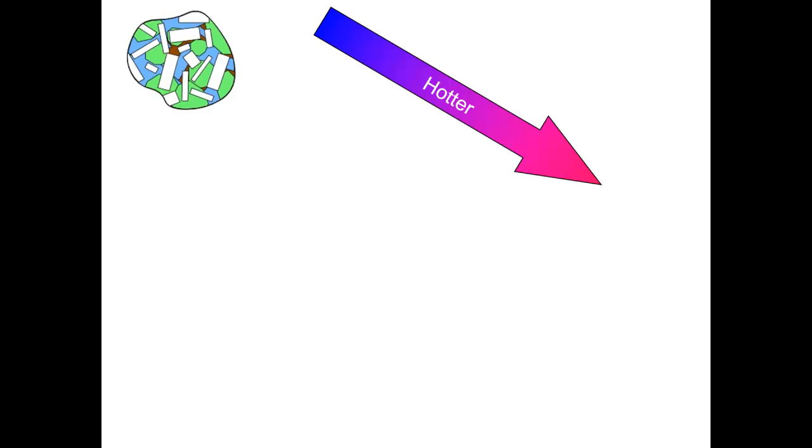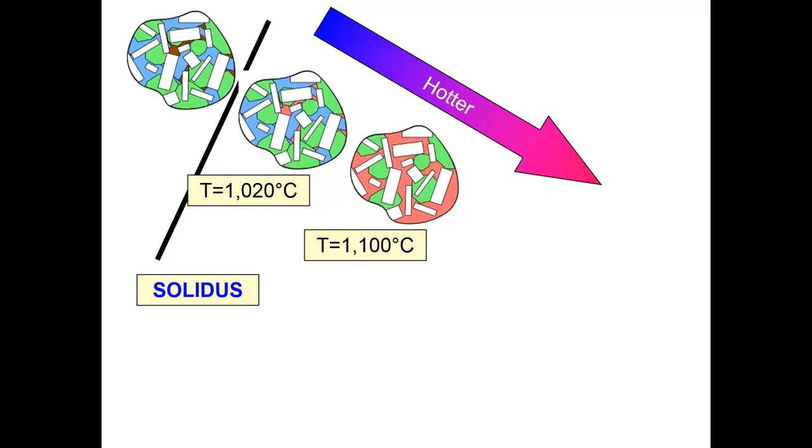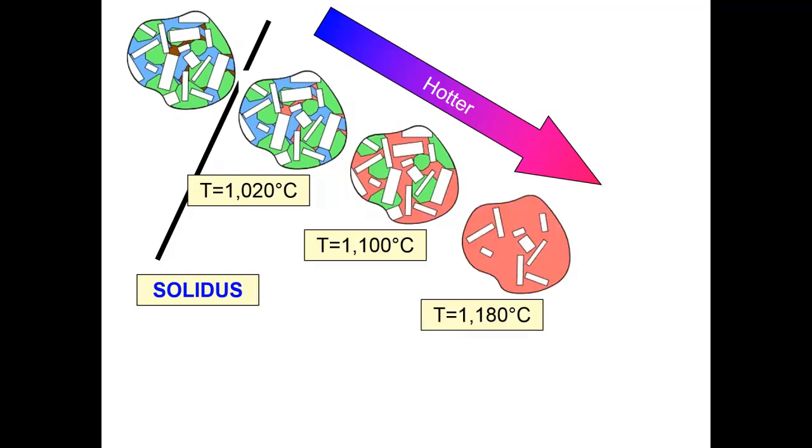So let's start out with the peridotite and imagine what happens when we start to heat it up. Well, nothing is going to happen until we reach a temperature of a little more than 1,000 degrees C. At this temperature, a tiny amount of the rock melts. That's the stuff shown here in red. The temperature at which the rock begins to melt is called the solidus temperature. If we keep increasing the temperature further, more and more of the rock will melt until we eventually reach a temperature at which the rock is entirely melted, say at 1210 degrees C.